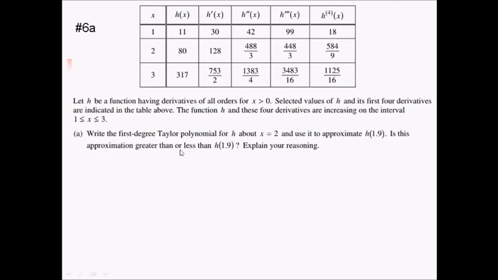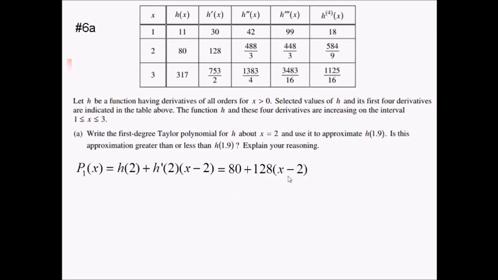We want to write the first degree Taylor polynomial for h about x equals 2, and then use it to approximate h of 1.9. And then we want to know, is this approximation greater than or less than h of 1.9? Explain our reasoning. So let's get the Taylor polynomial first. First degree, so the first part of our Taylor polynomial is just going to be h of 2, which we see up here is going to be 80. And then next we're going to have h prime of 2 times x minus 2. H prime of 2 is 128, so we have 128 times x minus 2.